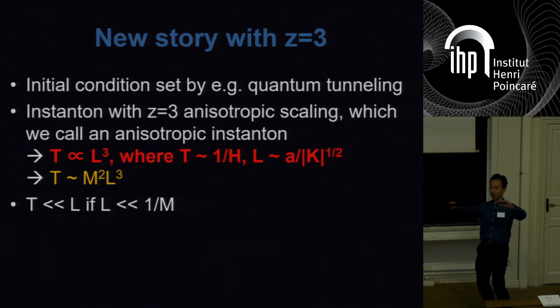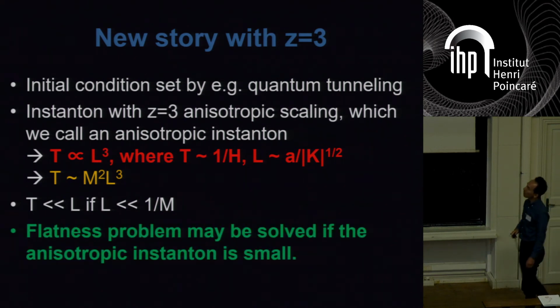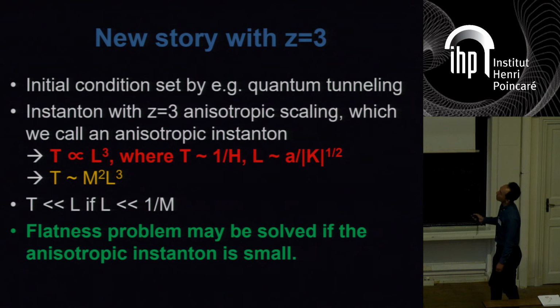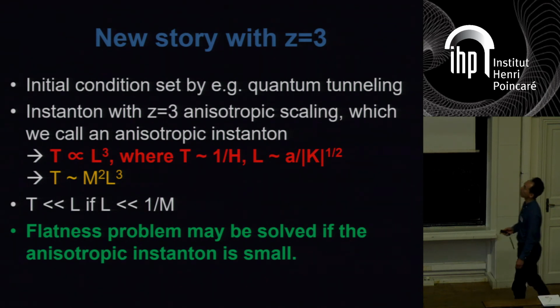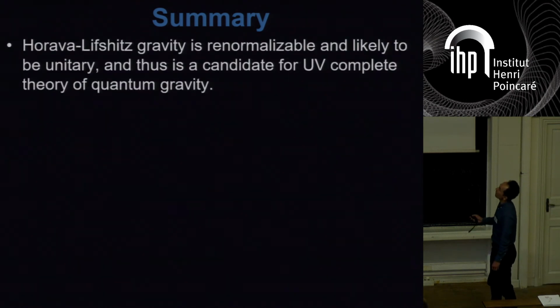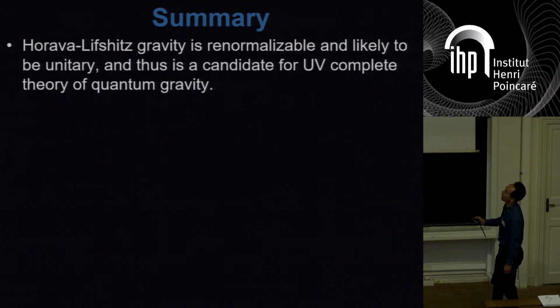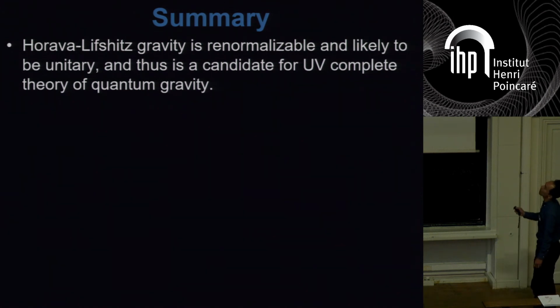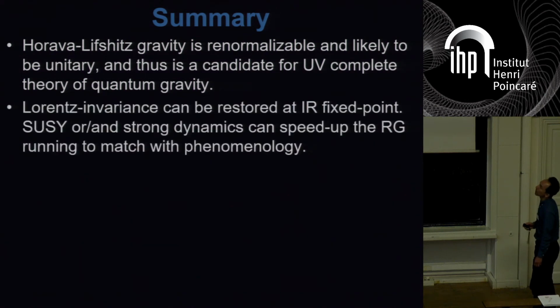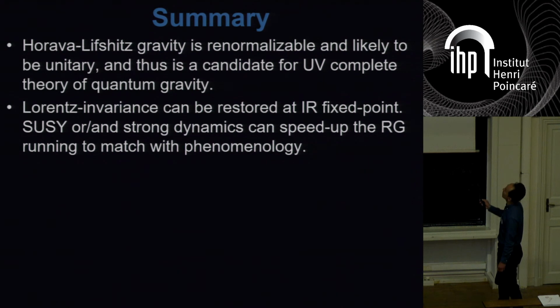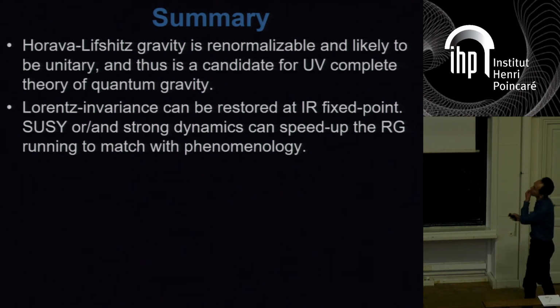I mean, the instanton is like this. The spatial scale is very, very long compared to the time scale. This is exactly what we need. And so the flatness problem may be solved if the anisotropic instanton is small. Okay, let me summarize. Horava-Lifshitz gravity is renormalizable and likely to be unitary, and therefore a candidate for a UV complete theory of quantum gravity. And Lorentz invariance can be restored at the IR fixed point, and strong dynamics may speed up the RG running towards the IR fixed point to match with the phenomenology.